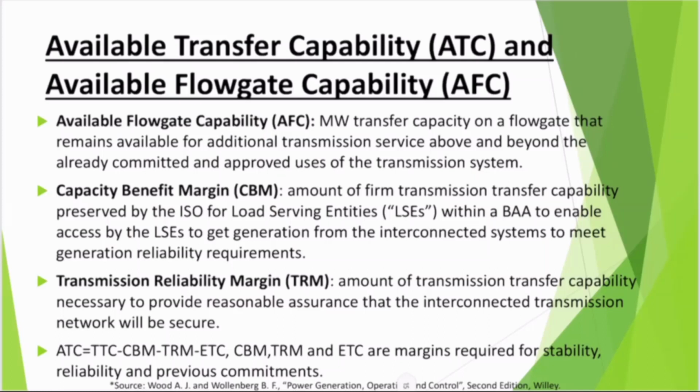Now, what is capacity benefit margin? That is CBM. It is the amount of firm transmission transfer capability preserved by the ISO for load serving entities, that is LSEs, within a BAA to enable access by the LSEs to generation from the interconnected system to meet generation reliability requirements. So, capacity benefit margin is related to your reliability with the help of transmission from the other entity next to you.